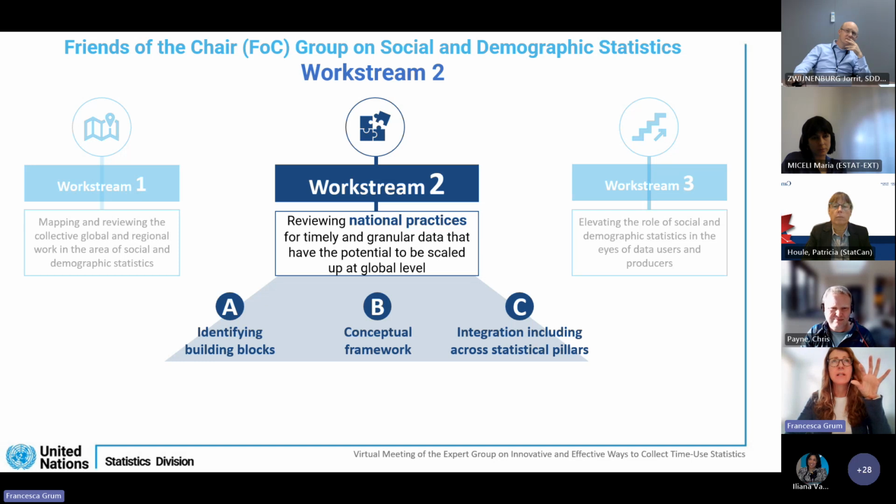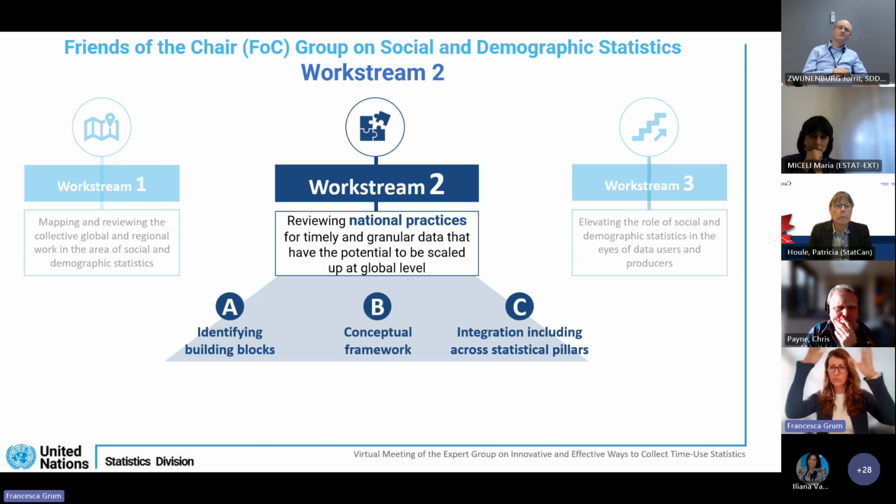We are trying, again, the idea is to identify what are the key building blocks that could define this huge area of official statistics. So regardless of us working on health or on work or on education or on good safety or anything else that belong to this wide space, what are the key elements that could help us in connecting and better organizing the social and demographic pillar. So we are looking at conceptual framework, and we are also looking at how to better integrate, once we have cleaned up, better organized the social demographic domain, how we can better connect across statistical pillars.